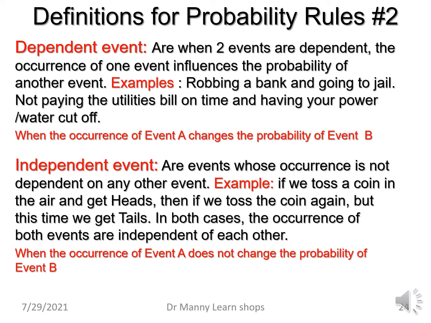An independent event. Independent events are events whose occurrence is not dependent on each other. So for example, if we toss a coin in the air and get heads, then if we toss the coin again, but this time we get tails, in both cases the occurrence of both events is independent of each other. This means that the occurrence of event A does not change the probability of event B.